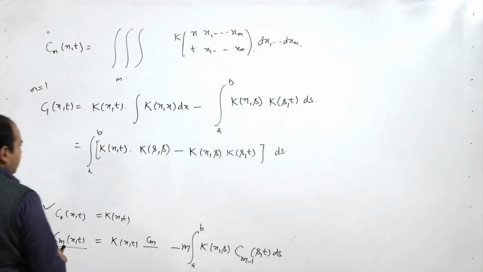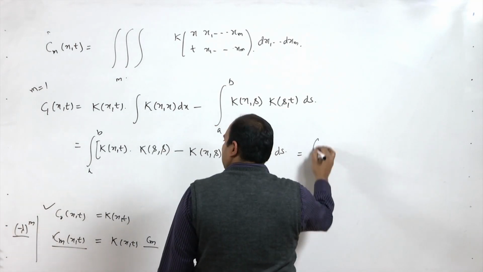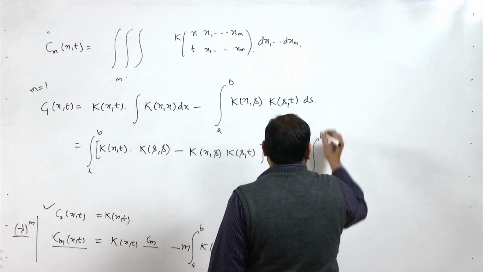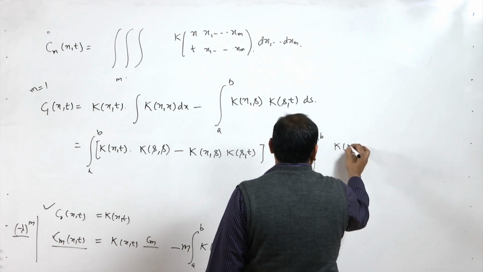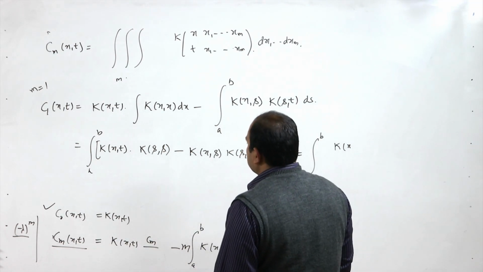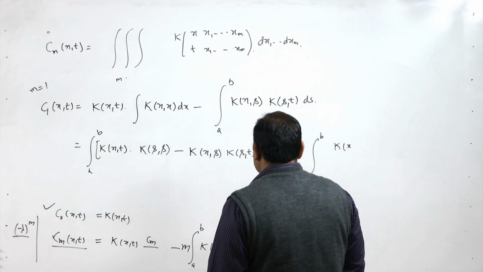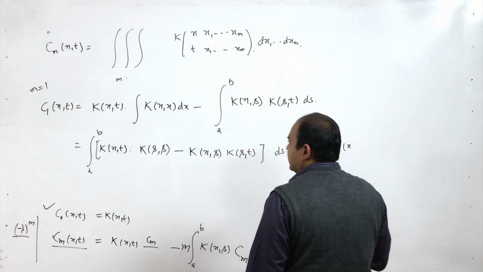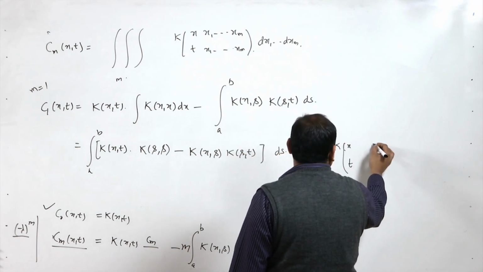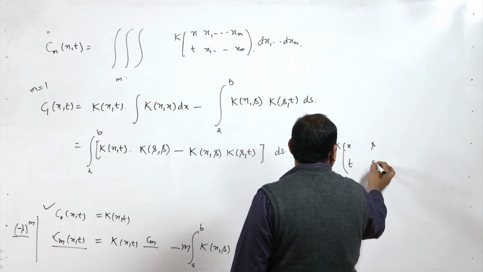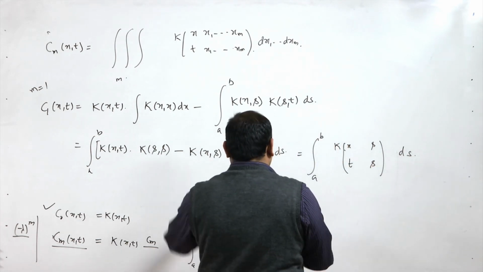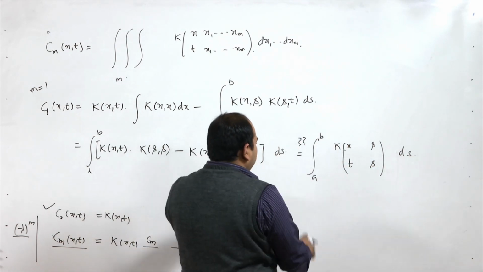Now can we write it in a different version? So can I write it a to b, and here I am writing this as k of x. Okay, what we want is this notation. So this we want to claim. So we want to check whether it is this or not.